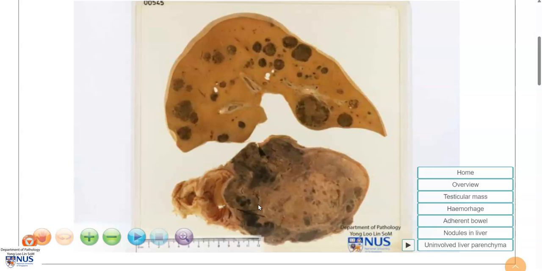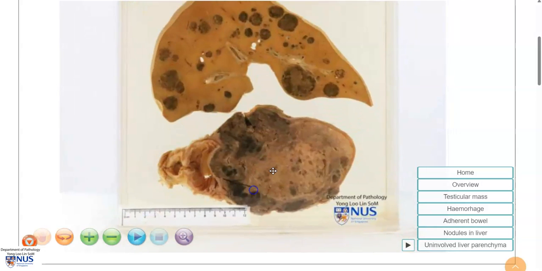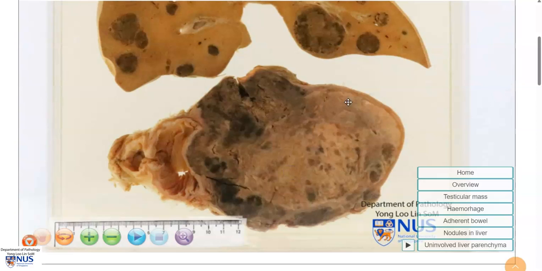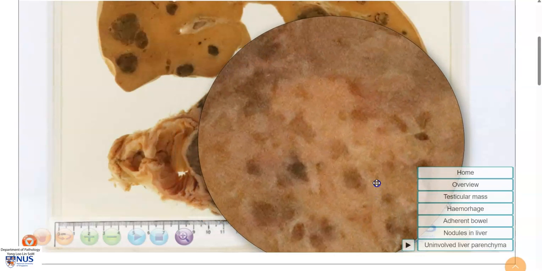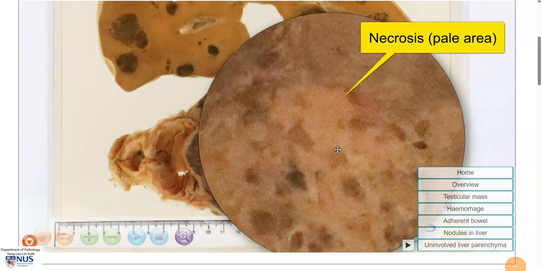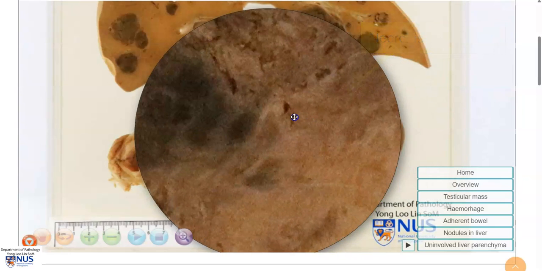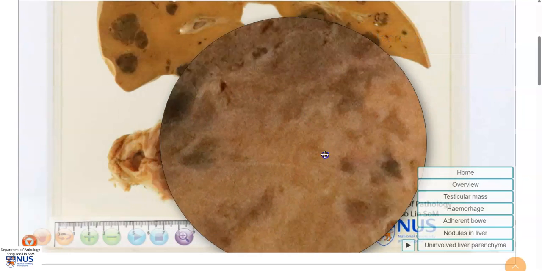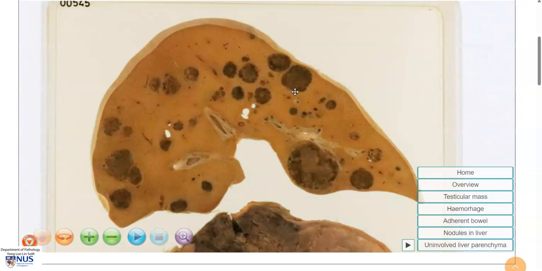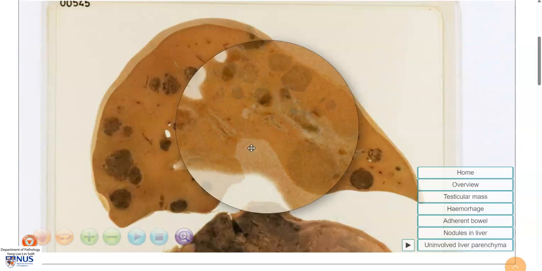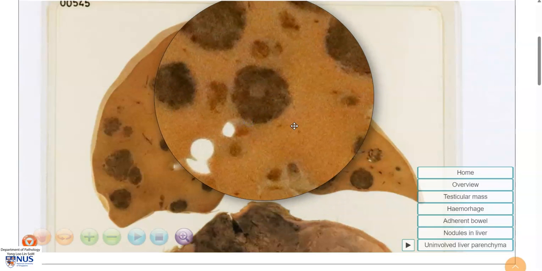Let's have a closer look at the testis. Here we can see that there is a fleshy, pale tan tumor with many blackish areas of hemorrhage. And not only that, if we look at higher magnification, we can also see these geographic pale areas of necrosis as well. So there is a combination of blackish hemorrhage as well as pale necrosis. And in the liver, there are multiple, very well defined, dark brown metastatic tumor deposits.